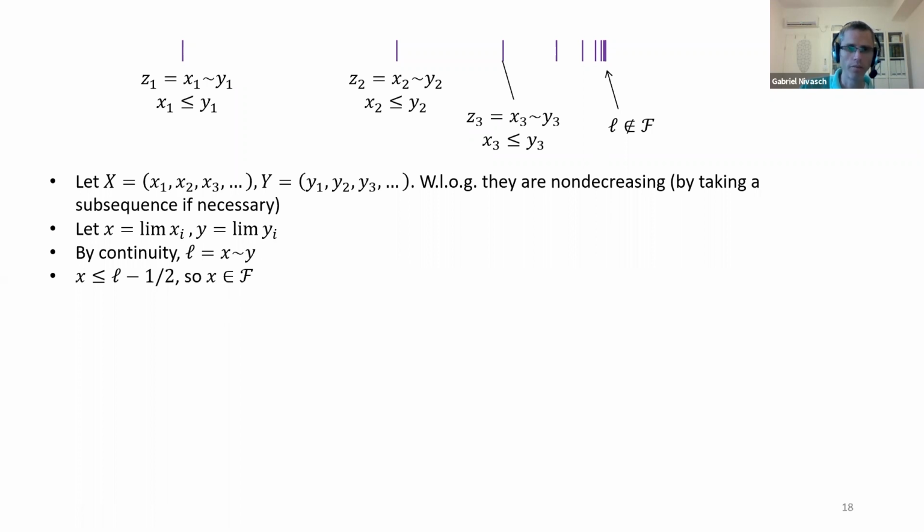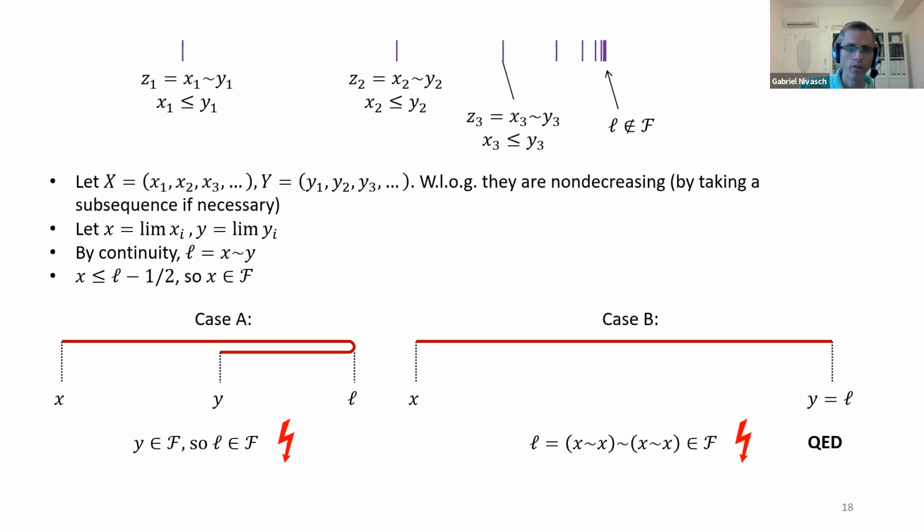So if we prove that x and y belong to F, that means that L also belongs to F, and that's a contradiction. But x for sure belongs to F because x, as we said, is smaller than L minus a half, and we said that L is the smallest missing limit. So x cannot be missing. The question is what happens with y. If y is between x and L, then y is not missing either, and L is not missing either, and we get a contradiction. The other possibility is that the distance between x and L is exactly 1, and y actually equals L.